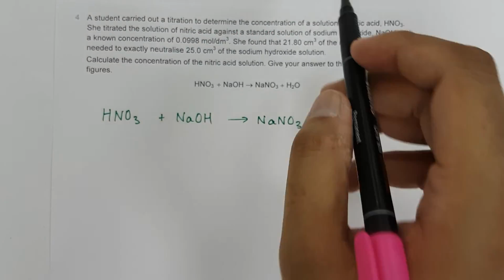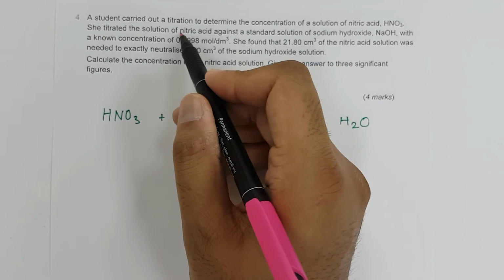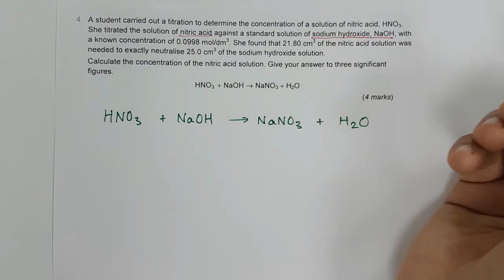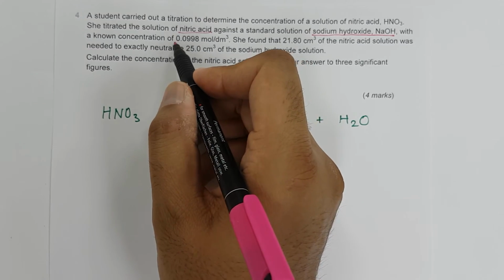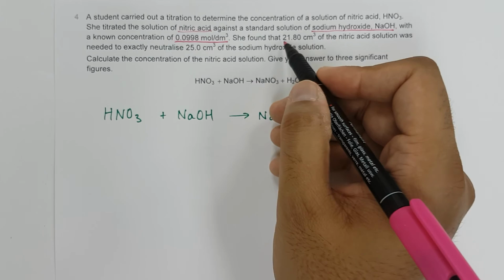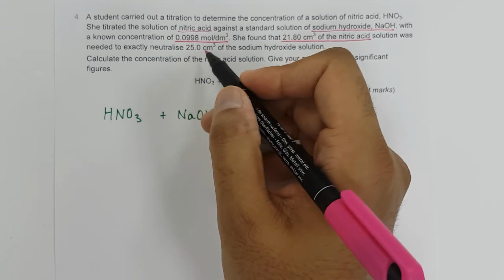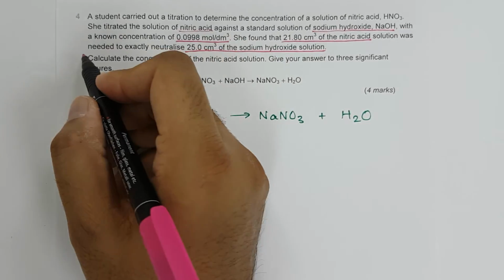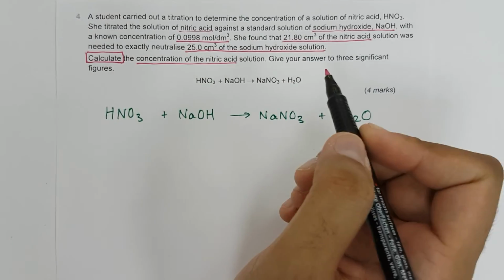A student carries out a titration to determine the concentration of a solution of nitric acid. She titrated nitric acid against a standard solution of sodium hydroxide. It's another neutralization reaction. The sodium hydroxide has a known concentration, and she found that 21.80 centimeters cubed of nitric acid exactly neutralizes 25 centimeters cubed of sodium hydroxide. We need to calculate the concentration of the nitric acid.